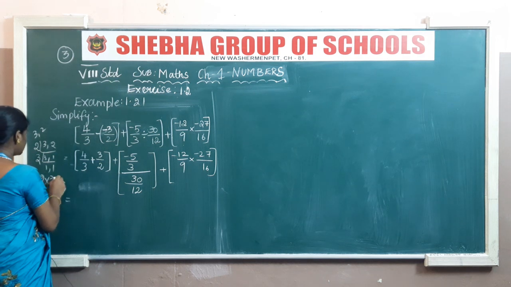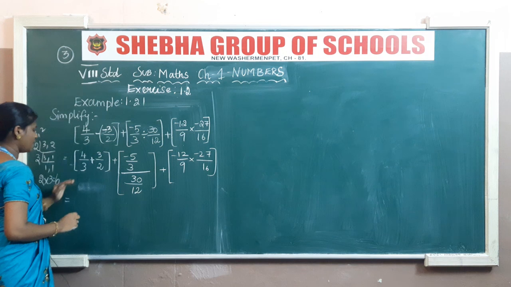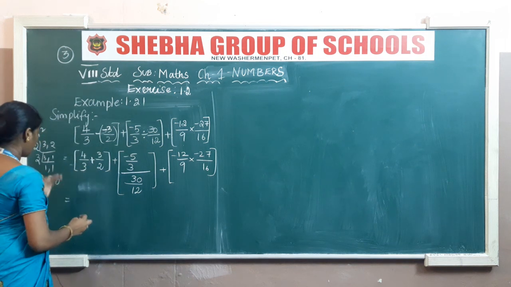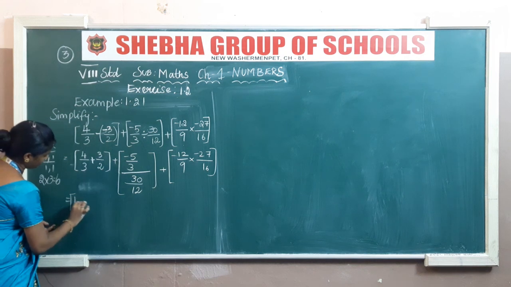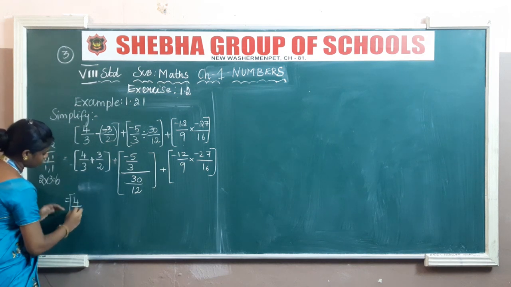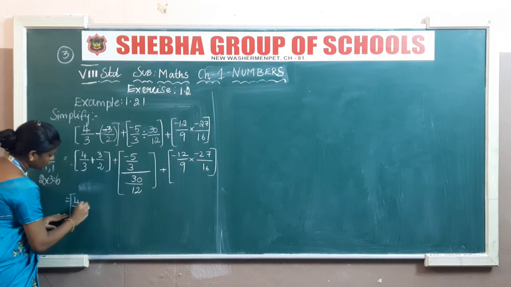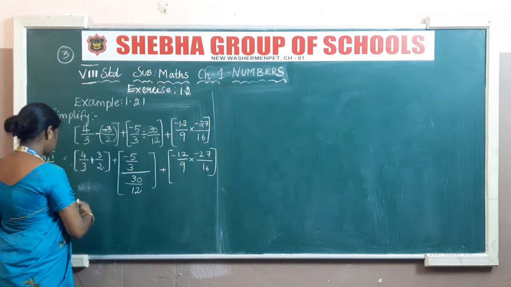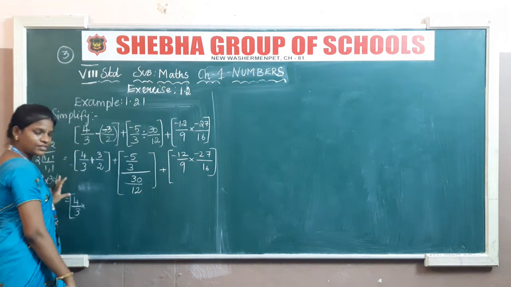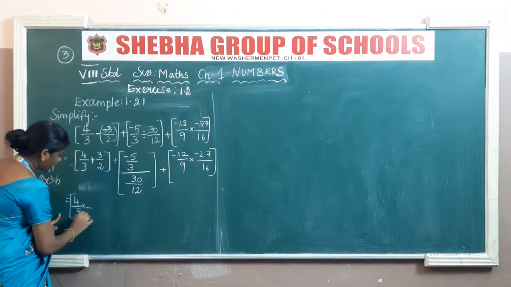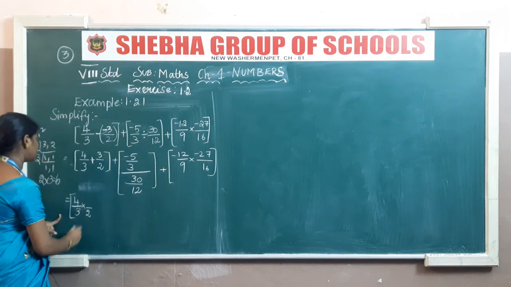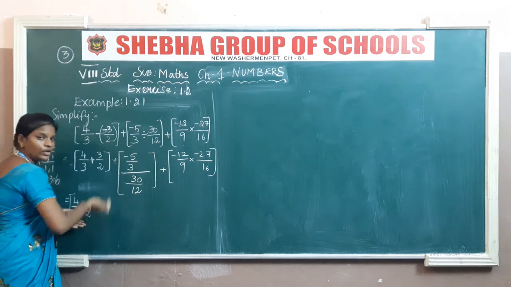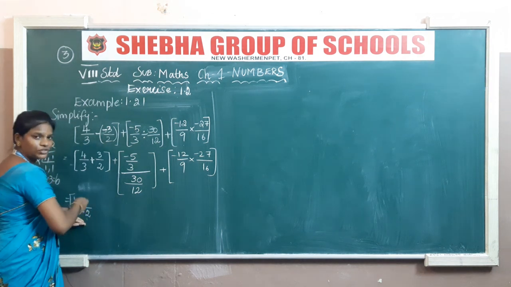2 into 3 is obviously 6. So the LCM of 3 and 2 is 6. So we have to take LCM 6. 3 is there, so which number do we have to multiply into 3 to get 6? We have to take 2. 2 3s are 6. We have to write 2 as the numerator, and the denominator we write 2.